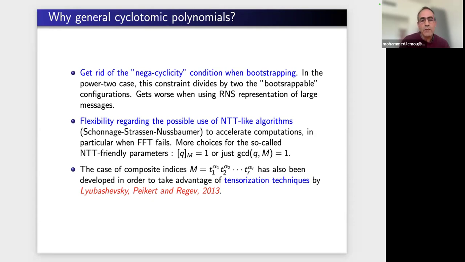There is maybe the last advantage, but not the least: we want to extend all this encryption to general composite M. We discovered that there is a paper by Lyubashevsky, Peikert, and Regev, in which they develop a certain number of techniques using tensorization to accelerate the computations. When you have heavy computations on ciphertexts, the tensorization they develop, linked to this form of M, may help very much, at least we hope.